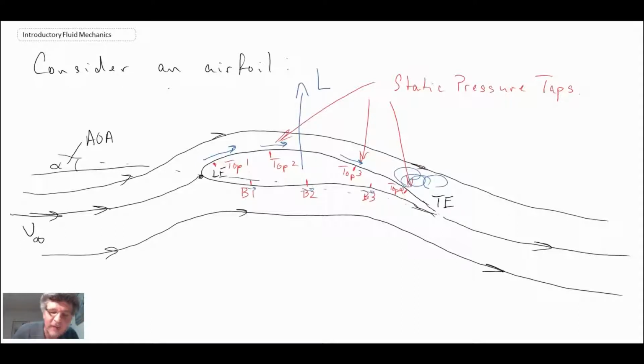Although it doesn't act at the middle, it usually acts up here at the quarter chord location. Let me erase that because that is not correct in terms of where you would have lift. It would not be there. Lift would be at the quarter chord and up at someplace like that. So anyways, that's an interpretation of Bernoulli's equation, a little bit of an experiment to show you what the pressure distribution looks like on an airfoil.